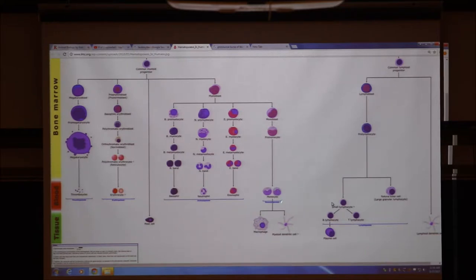Then we got the monocytes over here. And look, if they agree with me, it goes to a macrophage. And then you might want to write down it goes to a dendritic cell also.